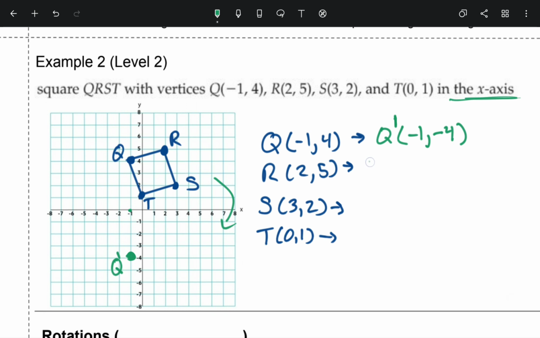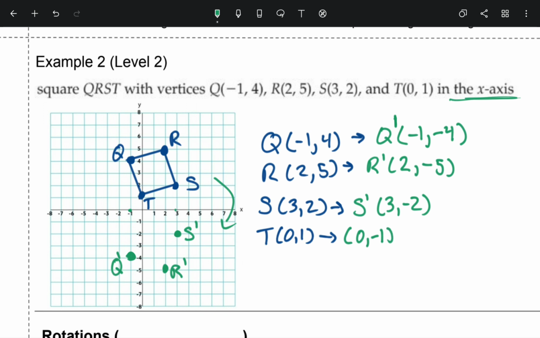R is at (2, 5). So the image of R is going to be at (2, -5). Keep the 2, change the 5. So over 2, down 5 for the image of R. S is at (3, 2). So the image of S is going to be at (3, -2). And then T is at (0, 1). So that's going to be at (0, -1), which is right here. And we are done.